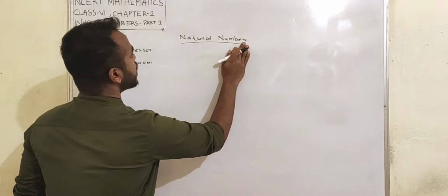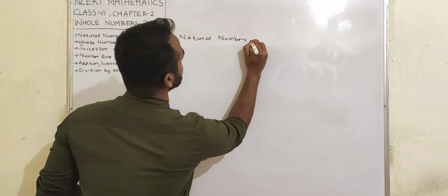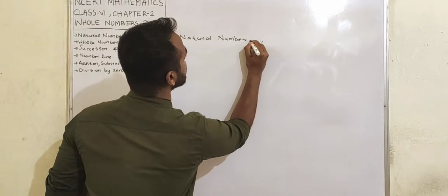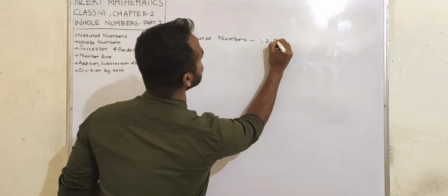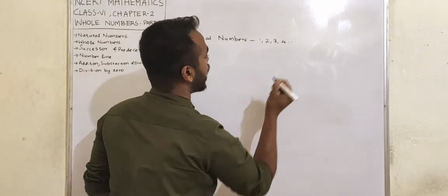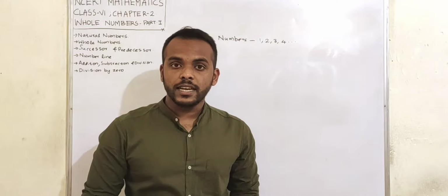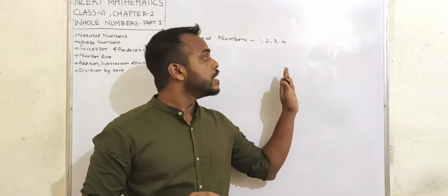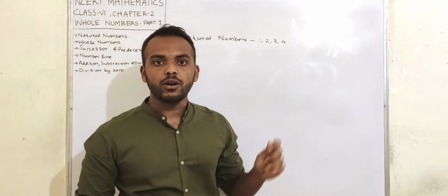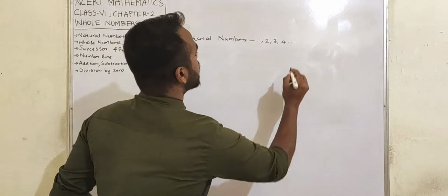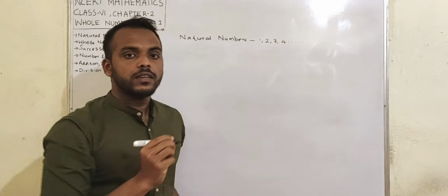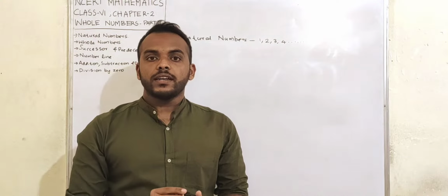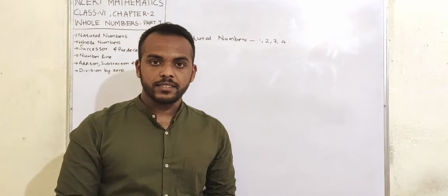So we can say natural numbers are the numbers starting from 1. Then what is the next natural number? 2, 3, 4. And can you guess what is the last natural number? No. There is no end to the collection or the arrangement of natural numbers. So it goes on. Now let's see what is successor and predecessor.